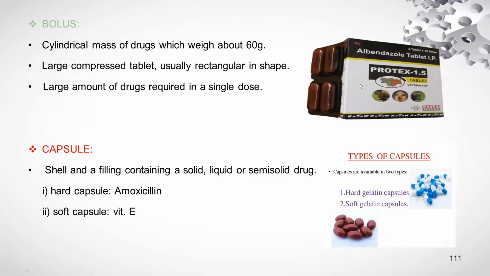And the bolus, here you can see albendazole. It's given as a bolus of 5 gram, 10 gram, 2.5 gram, etc., up to 60 grams also. Sometimes boluses are prepared as a large compressed tablet, usually rectangular in shape. So this is a bolus in shape, with a large amount of drug required in a single dose.